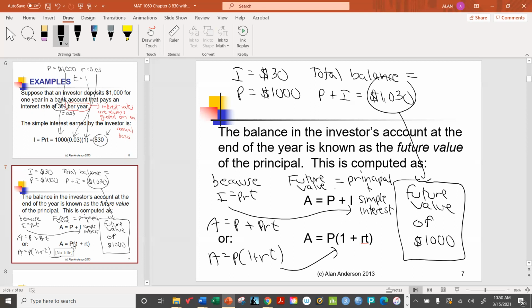But algebraically, you recall that I has been defined as being equal to PRT, which means that I can now turn this into a slightly different version by replacing I with this PRT over here. And so by combining these, it turns out this is the same thing as this. Okay, so they both mean the same thing. So you should use the one that makes the most sense given the information that you have.